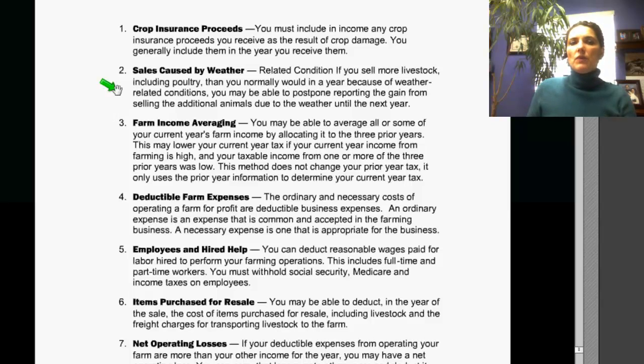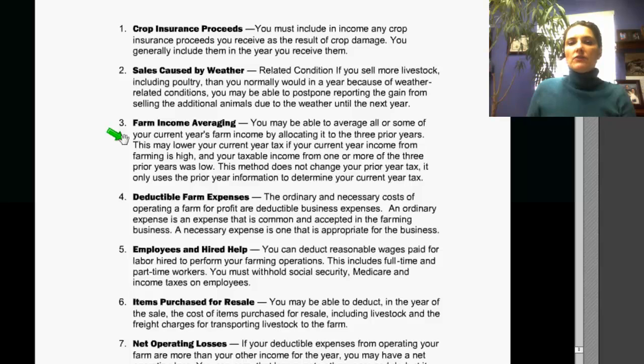Number 2, sales caused by weather-related conditions. If you sell more livestock, including poultry, than you normally would in a year because of weather-related conditions, you may be able to postpone reporting the gain from selling the additional animals due to the weather until the next year. Number 3, farm income averaging.